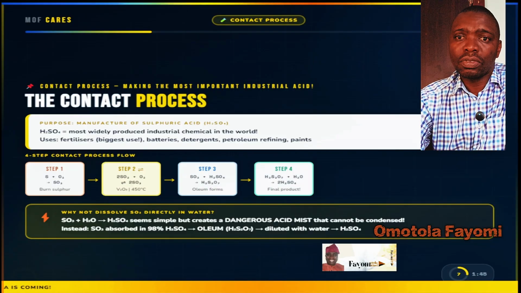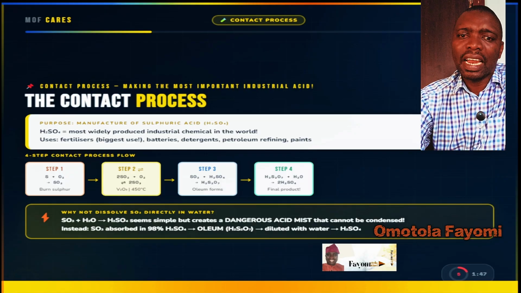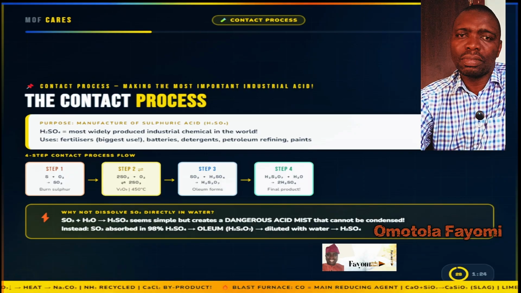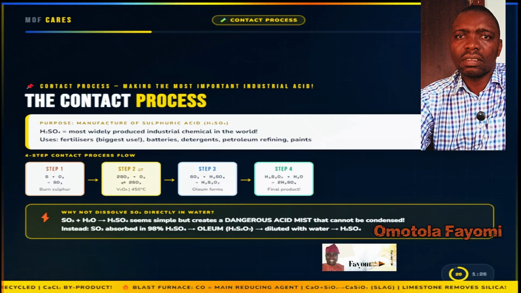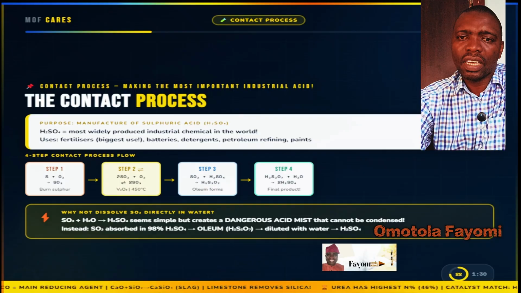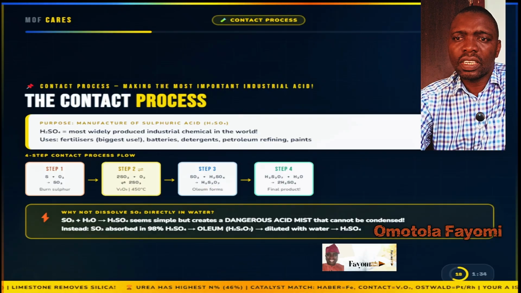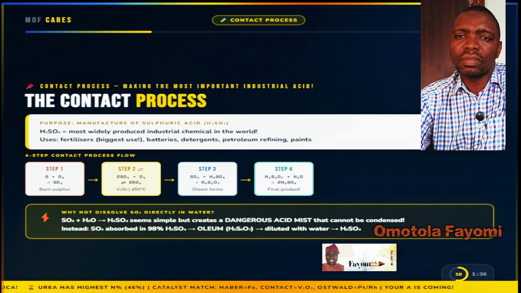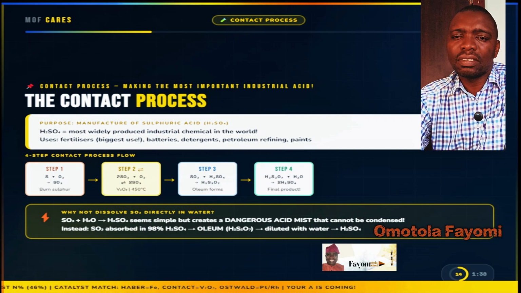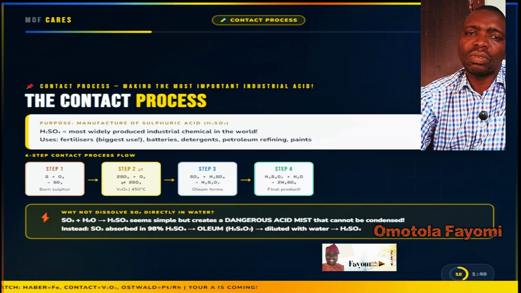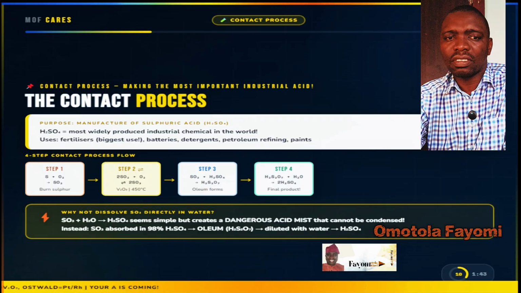The SO3 produced cannot be absorbed directly into water. This creates a dangerous corrosive acid mist that cannot be condensed and collected. Instead, SO3 is absorbed into concentrated 98% sulfuric acid to form oleum, also called fuming sulfuric acid, or H2S2O7. Step 4, the oleum is then carefully diluted with the calculated amount of water to produce the desired concentration of sulfuric acid. This way, no mist forms and the reaction is controlled safely.